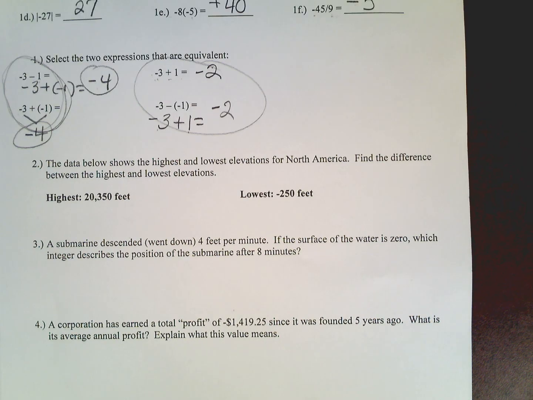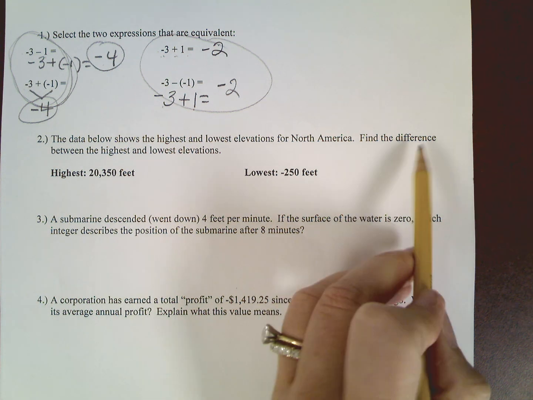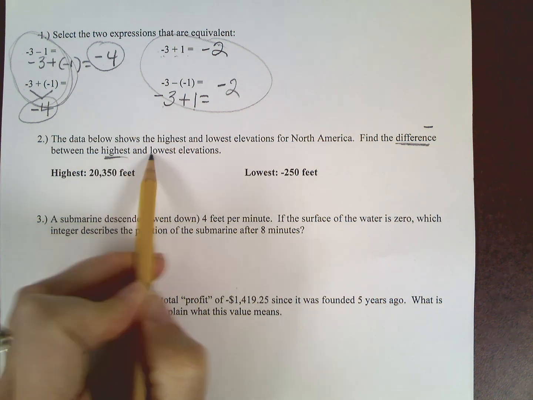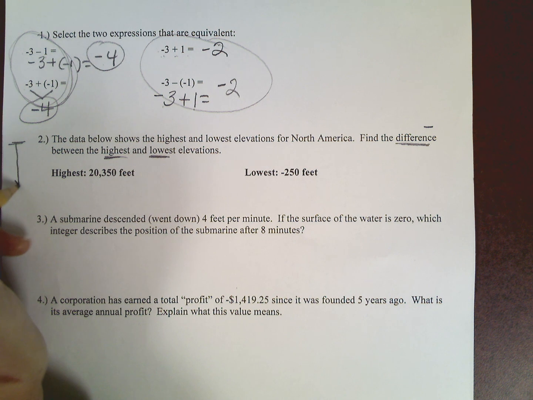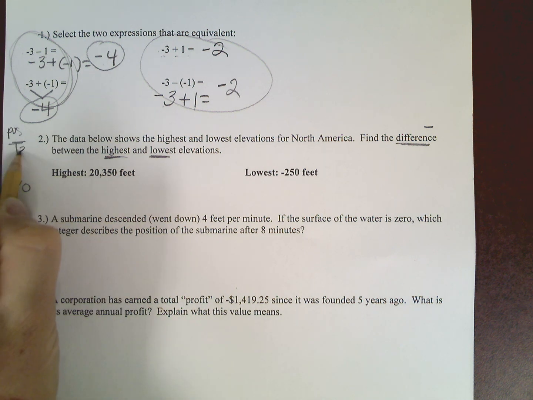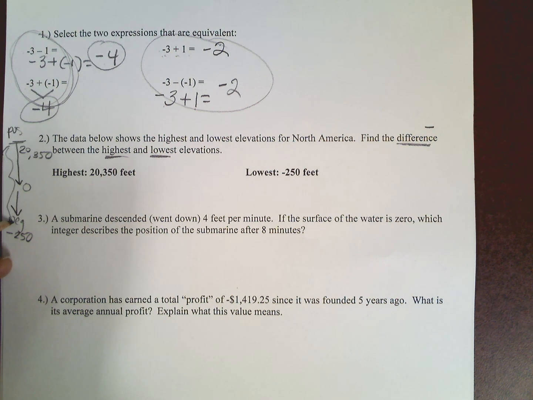Let's take a look at number 2. We've got our first word problem. The data below shows the highest and lowest elevations for North America. Find the difference, which we know that means to subtract, between the highest and the lowest. So I've got my highest elevation down to 0 and then down below to our negatives. So my positive number is way up here, 20,350, and my negative number is way down here. And I want to know the total distance between them.